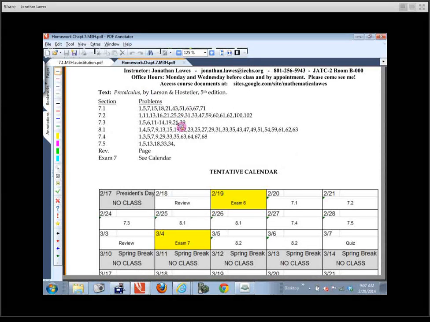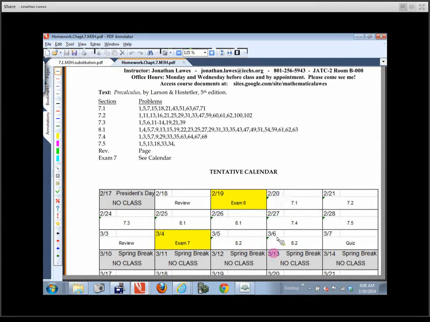So again, there's the homework. There's the calendar. I'll get this posted on the website so you can have a copy of it, or maybe I'll make a copy and bring it tomorrow.